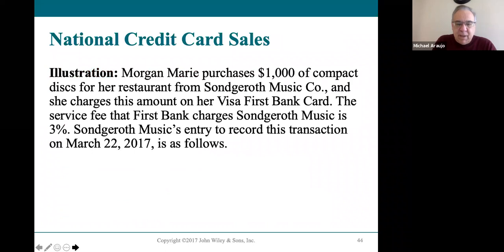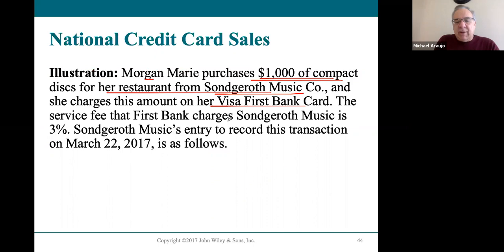Okay. So this is how it works for a business. Let's say Morgan, who owns a restaurant, buys a lot of music, $1,000 worth of music from this music company, Soundgroff Music. She uses her Visa card.